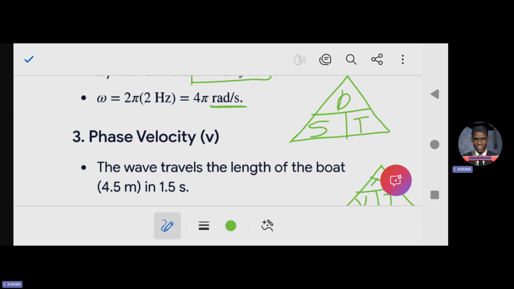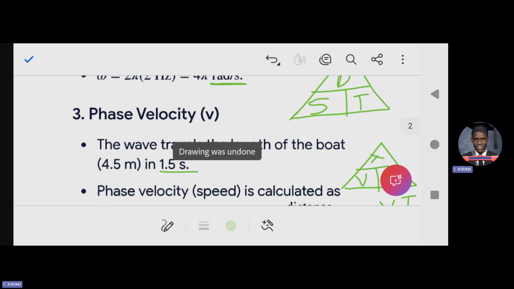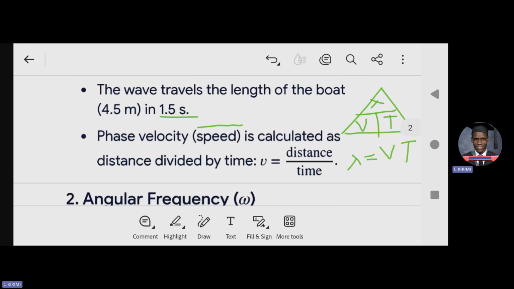And how long is the crest going to take? The crest is going to take 1,5 seconds. So that is the time t. The distance covered is the 4,5 of the board. So if you want to calculate the speed, remember, speed is similar to the velocity, phase velocity. However, speed is a scalar. That's why we don't have direction. If it was only velocity, then it is having a direction to the right. So that's what we are referring to.